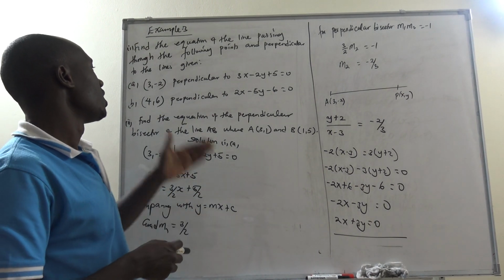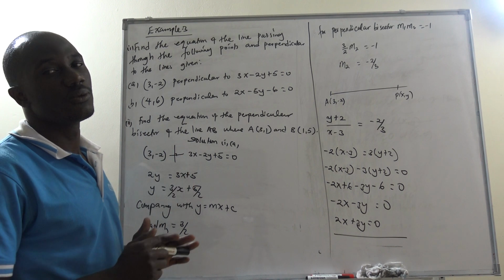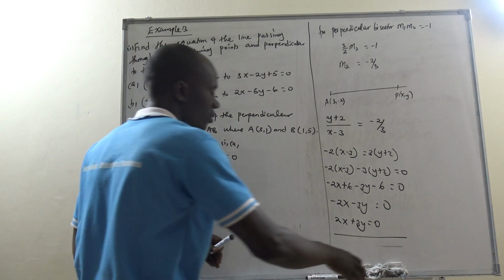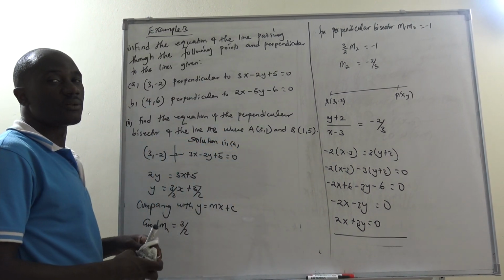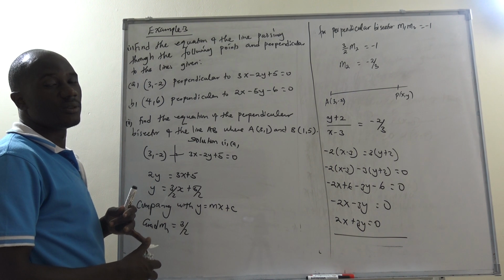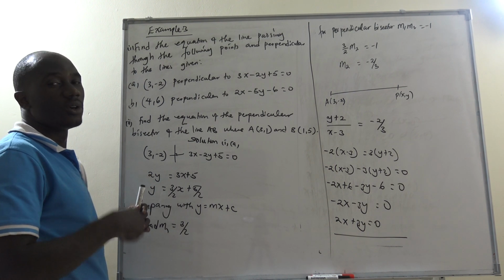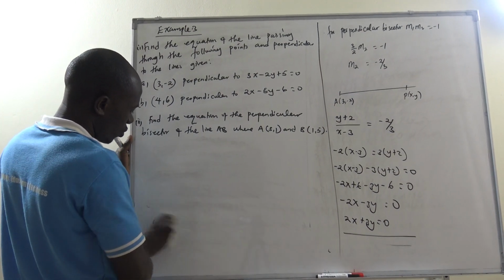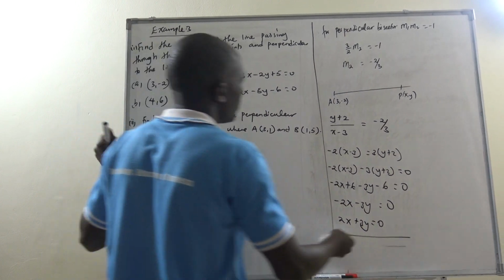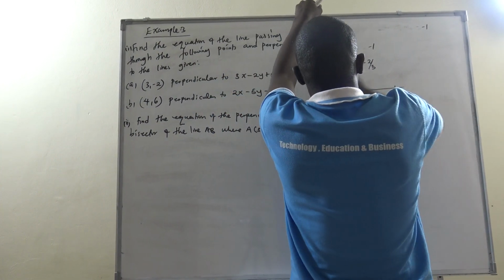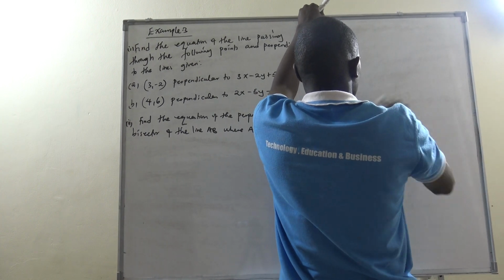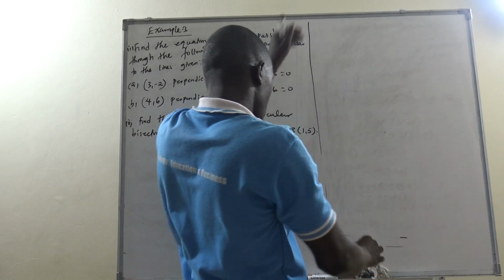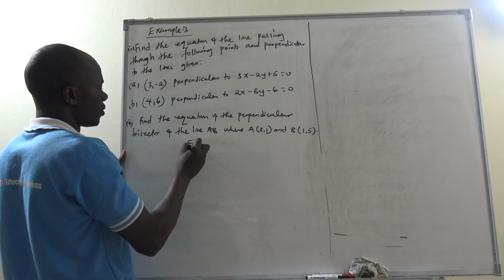What is important is to express the given line in the form y equals mx plus c. Then after getting the gradient, bring in the condition that for perpendicular lines, the gradient of the tangent times the gradient of the normal equals -1. So we are now going to the solution for Roman 1 part B.